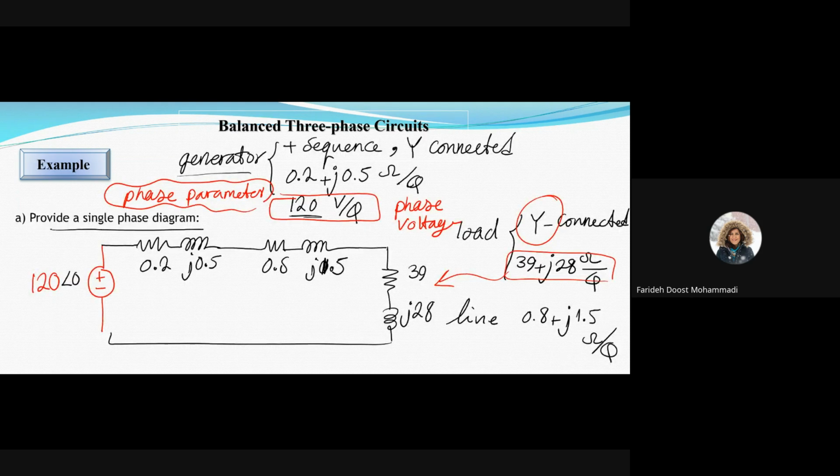And then the next part is asking for the line current. It's explaining the line current as IAA, IBB, and ICC. So I'm going to go back to the previous diagram. Focusing on this single phase diagram, this is basically IAA. Now, do I need to solve separately for them? The answer is no, because the circuit is balanced. Since the circuit is balanced, I'm going to solve only for the current in phase A, and then I'm going to shift it in order to get the current in phase B.